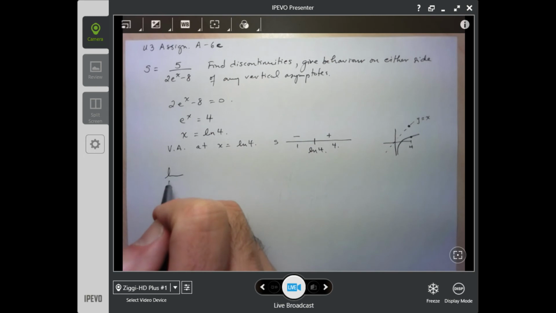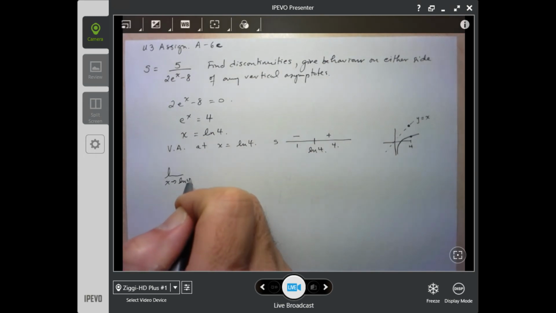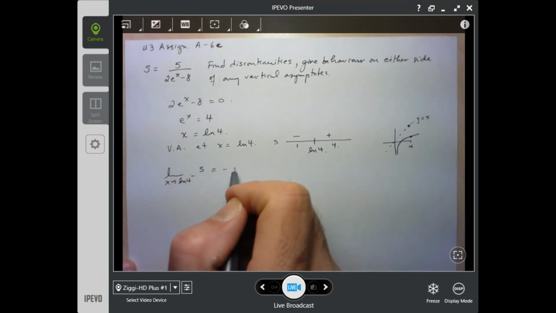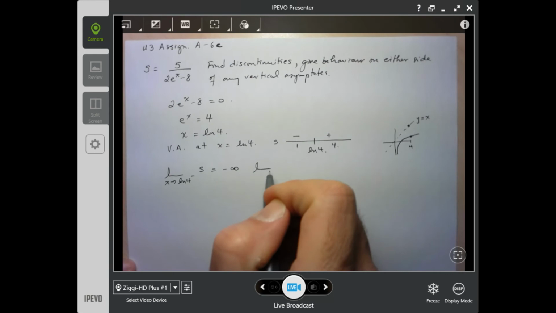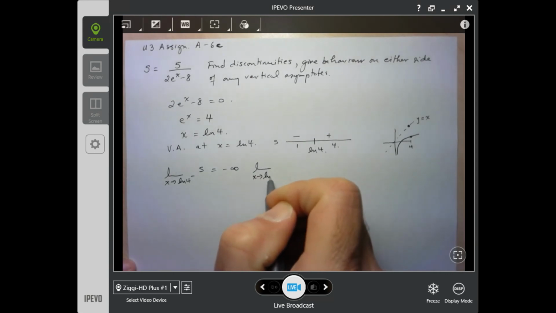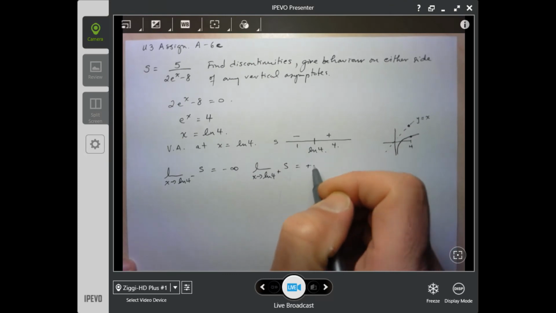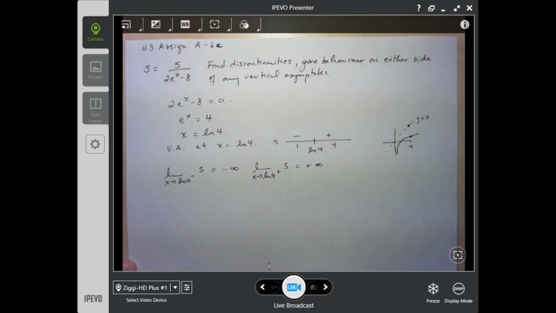So we have that the limit as x approaches ln 4 from the left of my function s is just going to be equal to negative infinity. Okay, and my limit as x approaches ln 4 from the right of my function s is going to be approaching positive infinity. All right, so just a quick recap.